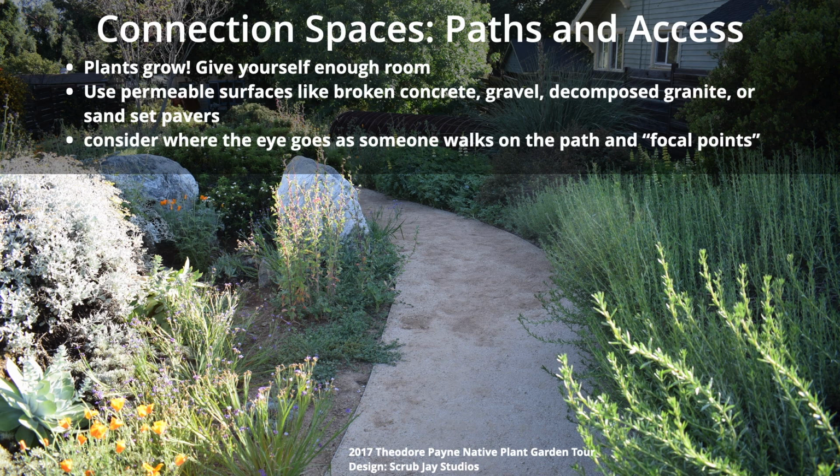But if you started with just a 2-foot path, which at the time of planting might be plenty comfortable to walk up and down and through your garden, and then a few years later the shrubs are growing over the edge of that 2-foot path, all of a sudden you have an impassable space. So sometimes giving yourself a little extra space in the pathway planning really works well long term. And remember, wherever you can, use permeable surfaces like broken concrete, gravel, decomposed granite, or sand-set pavers, or sometimes people will do broken concrete or pavers or flagstone in a small pea gravel.